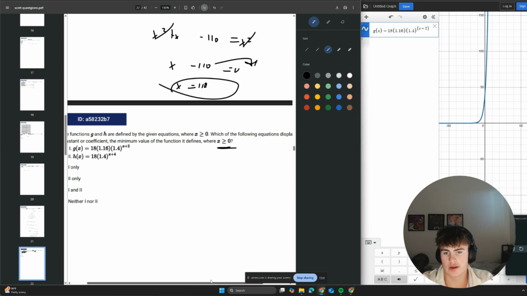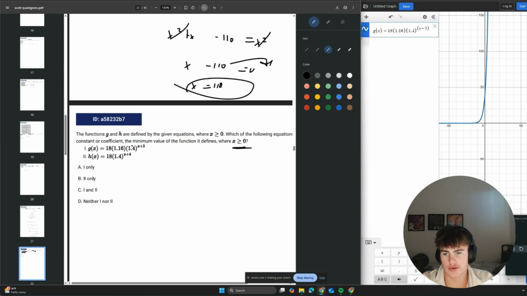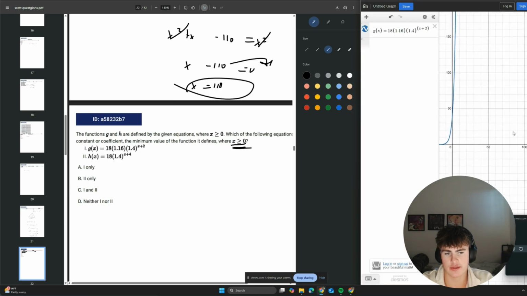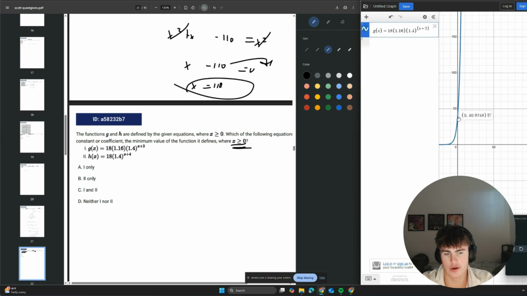Which of the following equations displays as a coefficient the minimum value the function defines when x is greater than or equal to 0? What this means is you're looking at just the right side of the graph. So from 0 onward, the minimum value of this one is 40.92. So is there 40.92 in this equation anywhere? 18, 1, 1, no, it's clearly not there. The minimum value is 40. 40 is not represented there, so 1 is wrong.